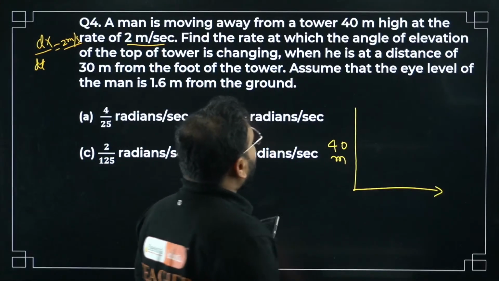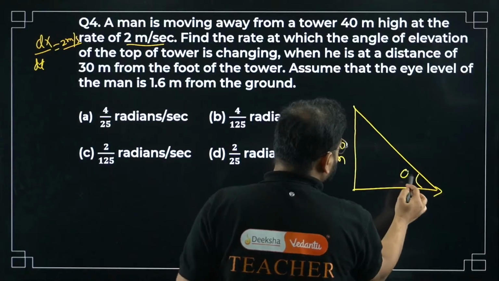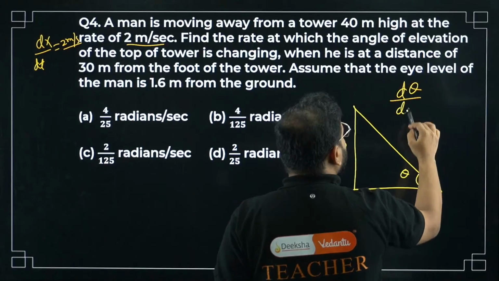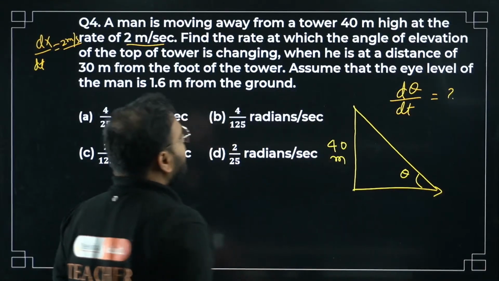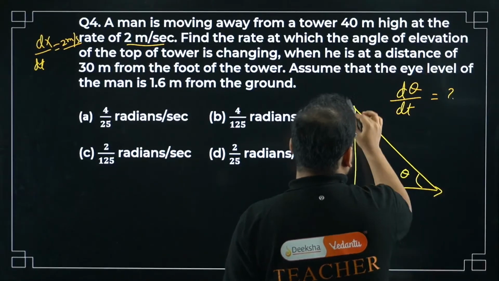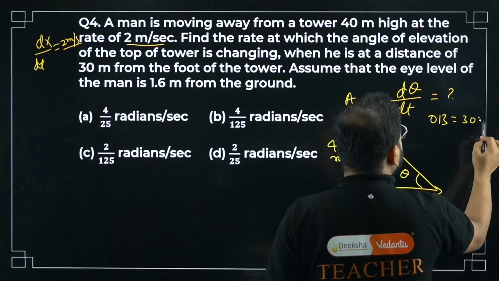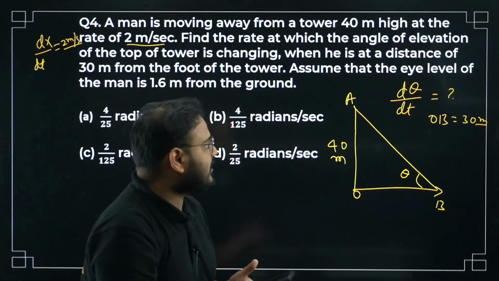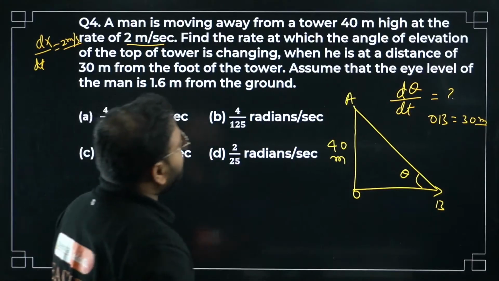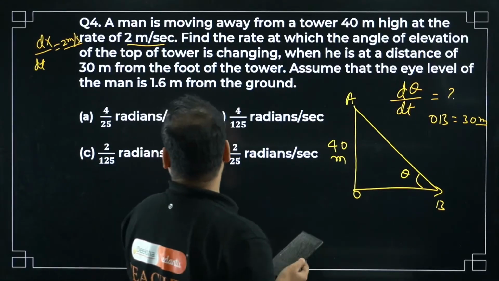Find the rate at which the angle of elevation of the top of the tower, this angle of elevation theta, is changing. Basically they are asking for d theta by dt. They have also given a condition: 30 meters away from the foot of the tower. Means when this distance, let's call it AOB, when OB is 30 meters, they are asking you to find the value of d theta by dt. Is that clear? Assume that the eye level of the man is 1.6 meters from the ground. Can you solve this?